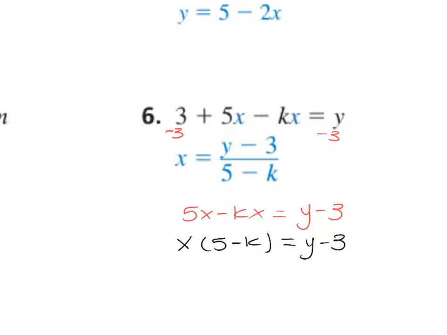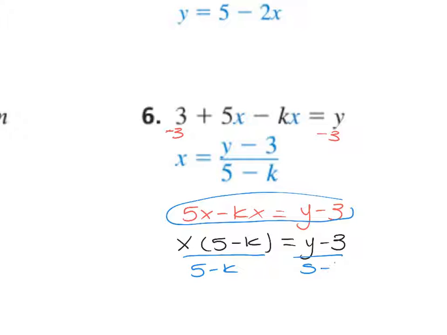Okay, and then I'm multiplying, so how do I get rid of that multiplication? I divide. I don't want to factor out again because that's pointless. I'll end up with this, which is not what I want. So divide by 5 minus k and 5 minus k. That's gone. So x equals y minus 3 over 5 minus k.